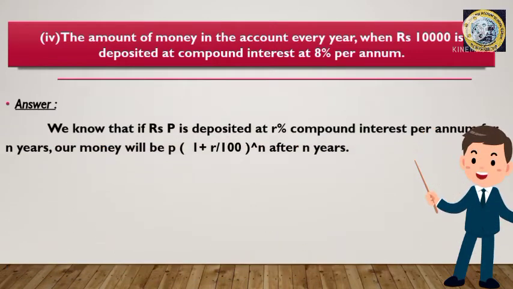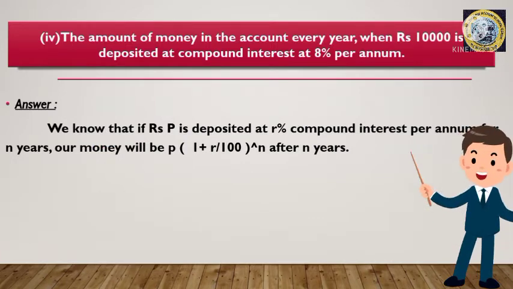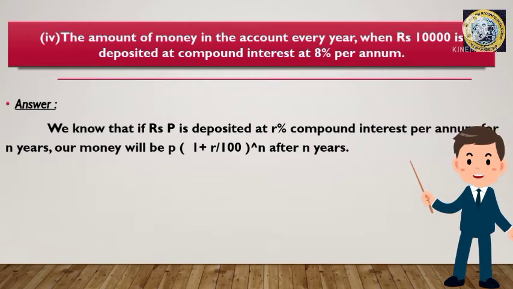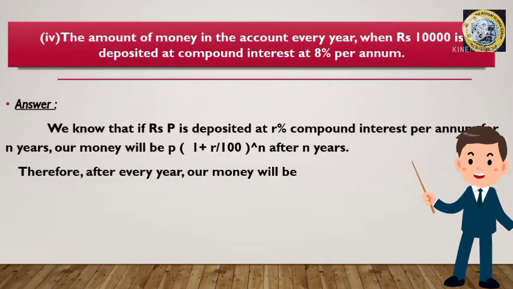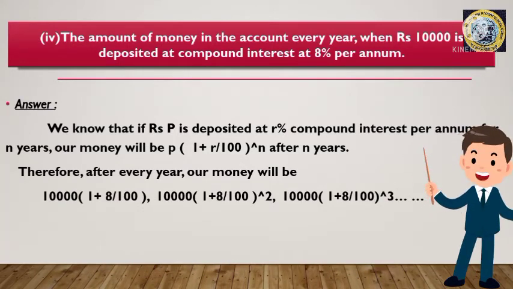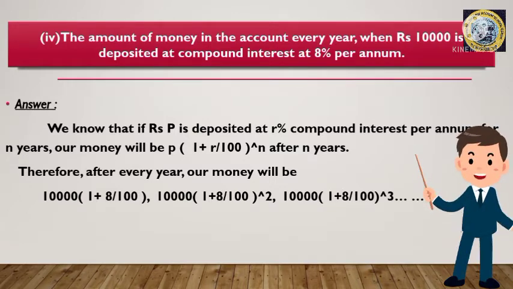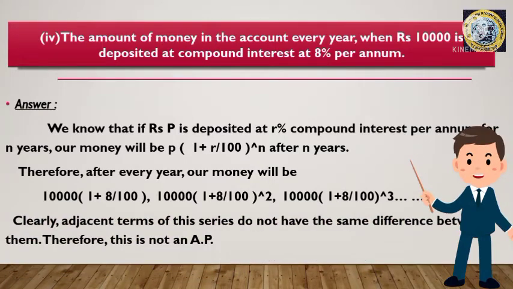Answer. We know that if P rupees is deposited at a rate of interest R compound interest per annum for n years, our money will be P(1 + R/100)^n after n years. Therefore, after every year, our money will be 10,000(1 + A/100), 10,000(1 + A/100)^2, 10,000(1 + A/100)^3, and so on.